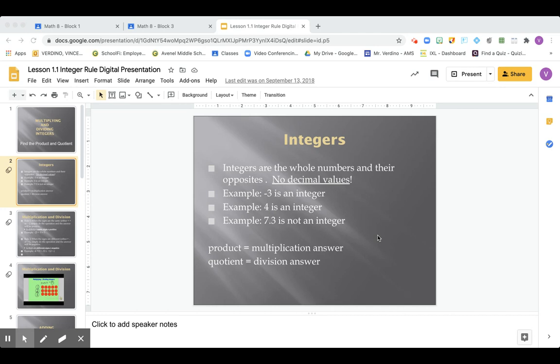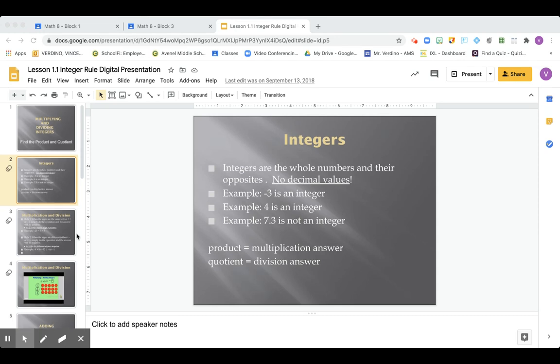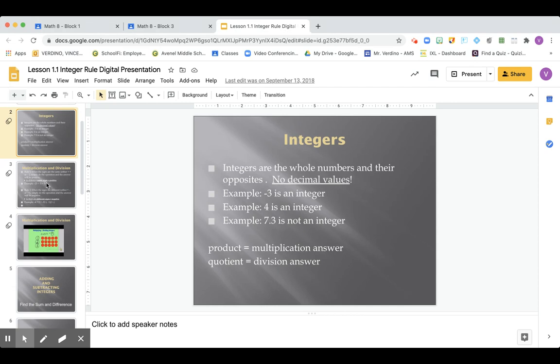Those are both integers. Now I could have 100, I could have -200, I could have 313, so on and so forth. Now you don't want to include decimals. Those are not part of integers. Now, when you look at certain algebraic terms, you're going to hear things like product, quotient, sum, difference. When you hear the word product, you're going to know to multiply. When you see the word quotient or hear the word quotient, it means to divide. Let's jump right into multiplication and division rules.